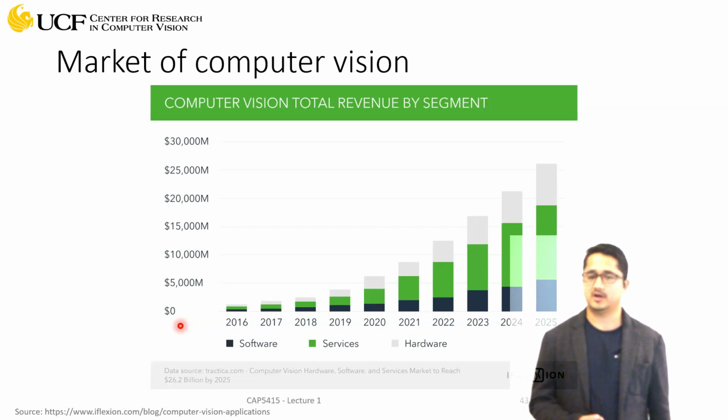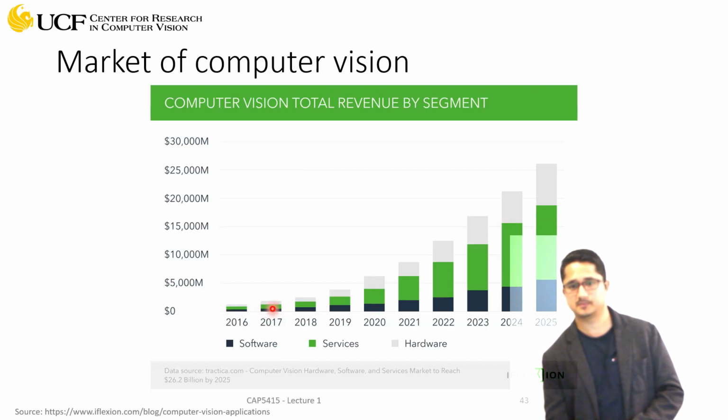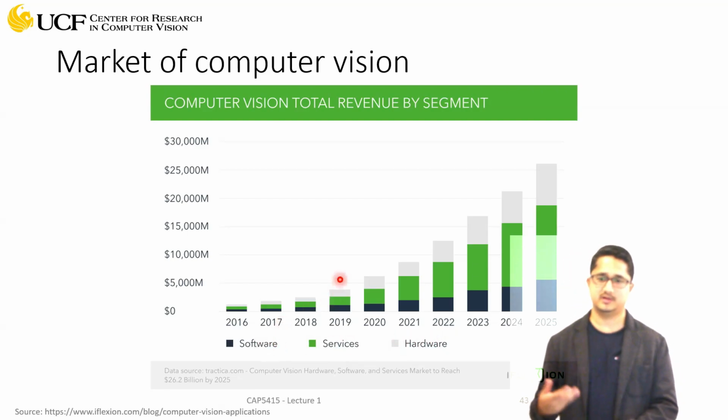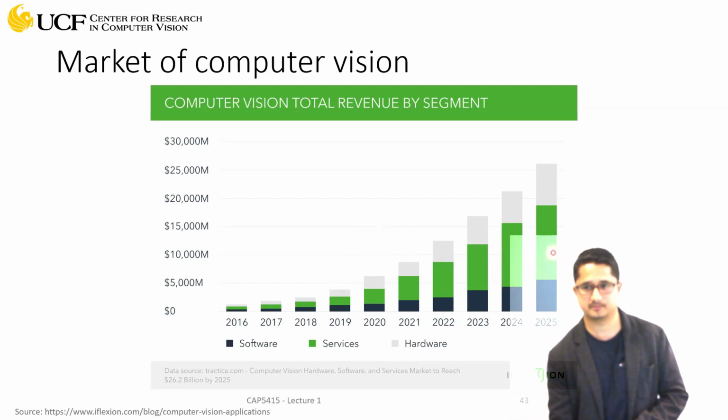Now, if you look at the market of computer vision, this is just a projection starting from 2016, in millions on the y-axis. You can see it is growing very rapidly, and it covers all three aspects: the software, the services, and the hardware. We will mostly be interested in software because we are developing these AI algorithms. Services also play some role, because they will be based on the software and AI algorithms which we develop.